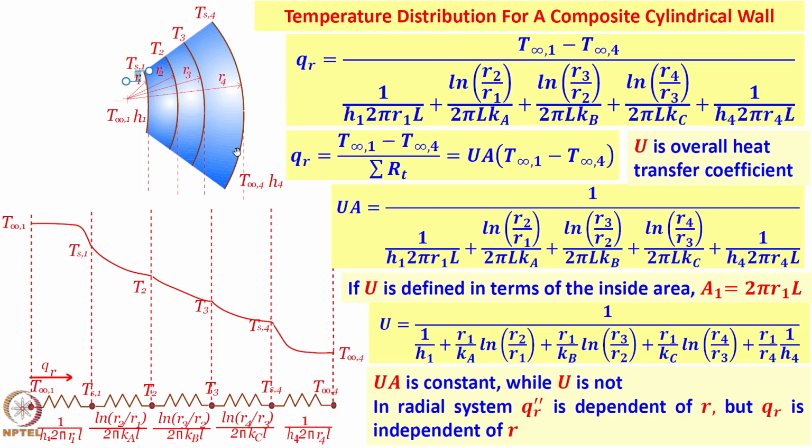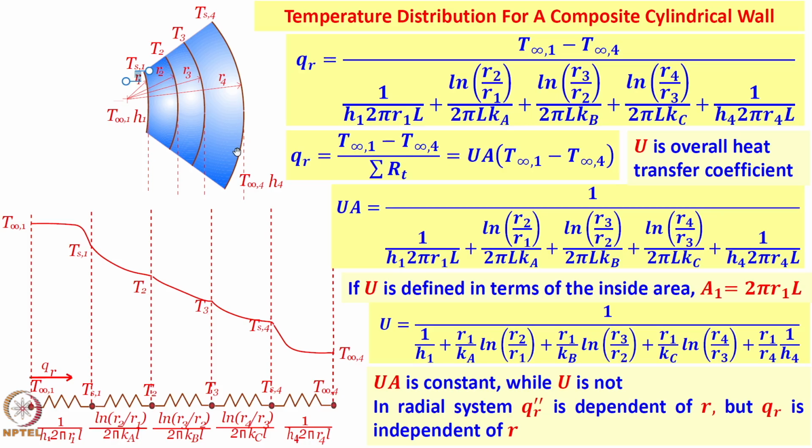So, we will always say U is defined in terms of a particular area. When you see UA, it is fine, it is a number which is the reciprocal of the thermal resistance summation. But if U alone is given, it has to always be accompanied by the statement "based on": U defined in terms of the inside surface area, U defined in terms of the outside surface area, U based on the inside surface area, U based on the outside surface area.